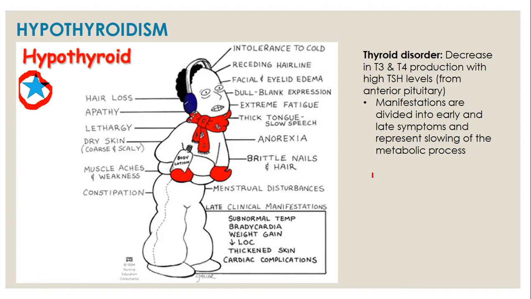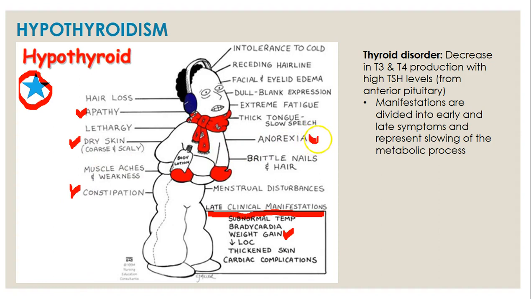So in the last presentation that went over the anatomy and physiology of the endocrine system, what I talked about is that when you think of thyroid, just think of metabolism. So here would be your early symptoms, where this little box here talks about your late clinical manifestations. And the one that a lot of people are typically familiar with is weight gain, but there are some others: apathy, dry skin, constipation. Just think of things that are slowing down.